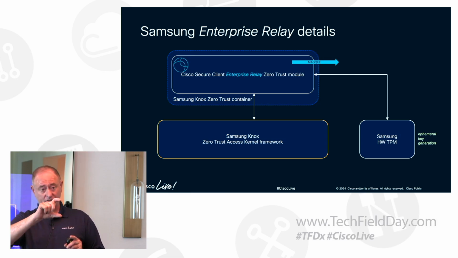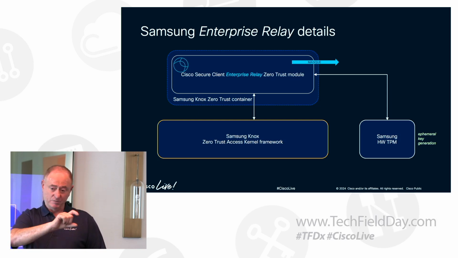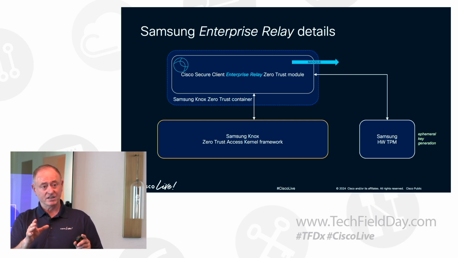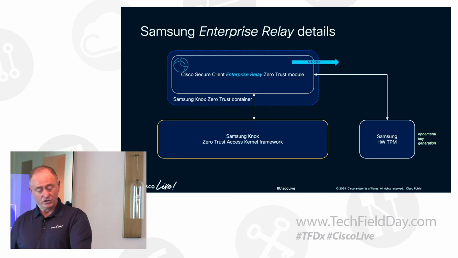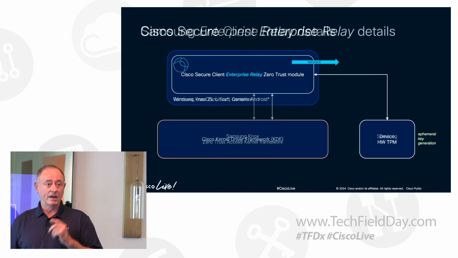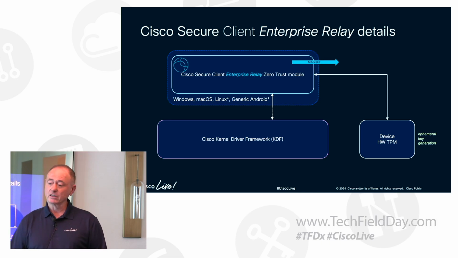So in the case of Apple, as I described earlier, 99% of it's in Apple's OS. Here it's a 50-50 split. So Samsung intercepts all the traffic on the device and forwards it to our client, we then encapsulate it in MASQUE. But again, in the same solution, it's exactly the same architecture with a TPM bound certificate. So when you do your SSO enrollment on a Samsung device, your identity certificate is still bound to that device in a TPM.